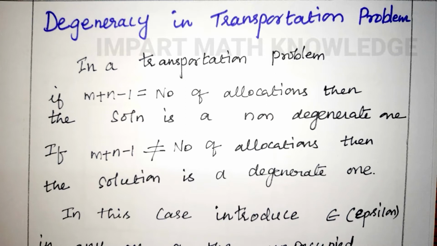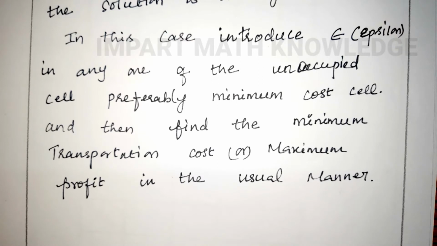In a transportation problem, after finding all the allocations, we need to check whether m plus n minus 1 is equal to the number of allocations or not. If m plus n minus 1 is equal to the number of allocations, then we can say that the solution is a non-degenerate one. If m plus n minus 1 is not equal to the number of allocations, then the solution is a degenerate one. To overcome this degeneracy, introduce epsilon in any one of the unoccupied cells, preferably the minimum cost cell.